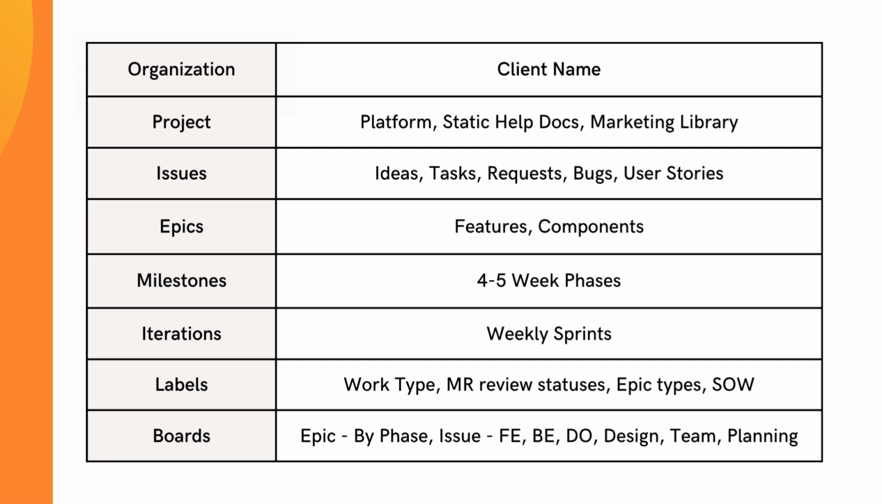And then for the labels, I'm using labels for different work types, like back end, front end. I'm also using them for MR statuses, like in review, needs review, QA needs review, dev needs review. So we're using MR statuses, and then we have certain epic types.